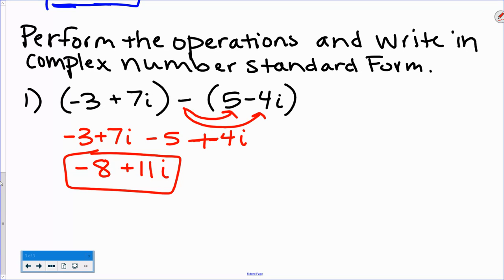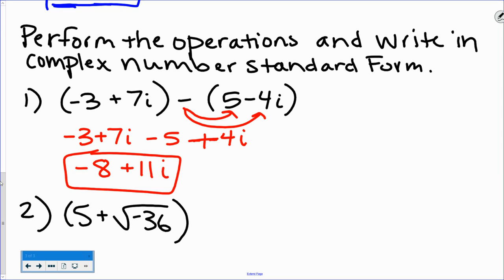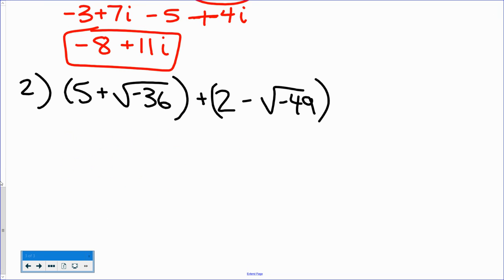Let's look at addition. So I have 5 plus the square root of negative 36. That's one complex number, plus 2 minus the square root of negative 49 as my other complex number, and we want to add these together.